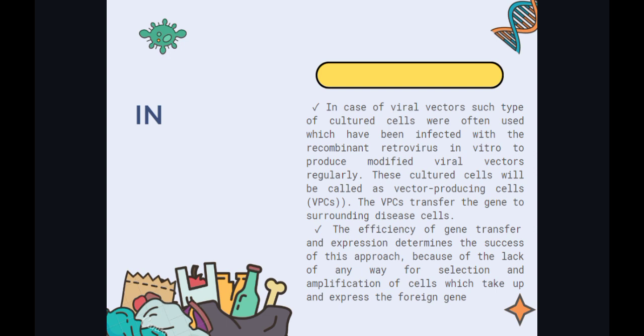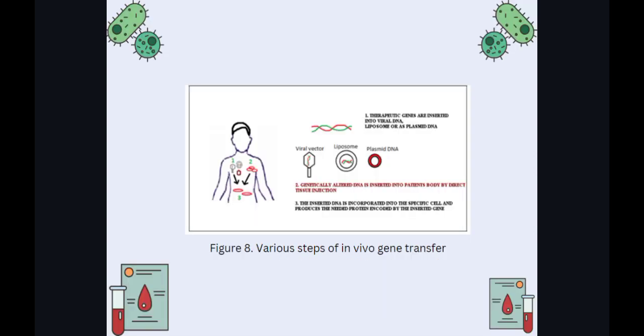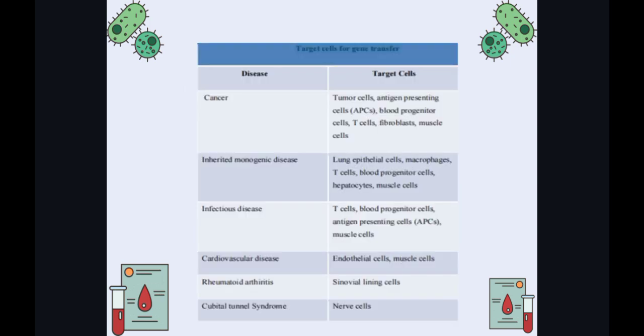foreign gene. Sa madaling salita, yung in vivo gene therapy transfer involves directly transferring clone genes into the patient tissues, particularly when other methods of cell culture or reimplantation are not feasible. Liposome and viral vectors are employed due to the lack of alternative selection methods. In this figure, therapeutic genes have to be delivered to specific target sites for a specific type of disease. This table describes the list of such diseases and their target site for gene therapy.